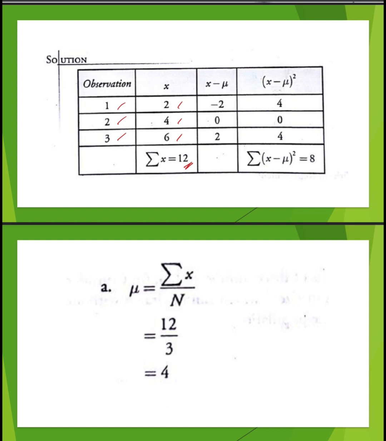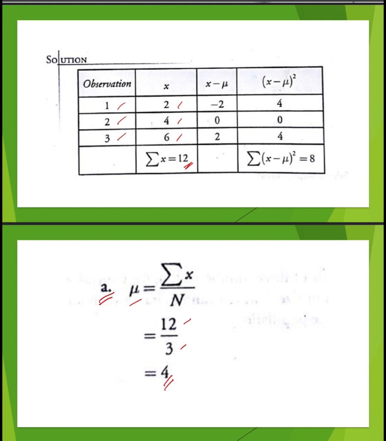Now, we are now ready to define the population mean. For A, we will use the formula population mean or mu equal now to the summation of x divided by capital N. Okay? So what is our summation of x? That is equal to 12 divided by n, which is equal to 3, meaning 3 observations only. So 12 divided by 3 is equal to 4. Therefore, 4 is the population mean.